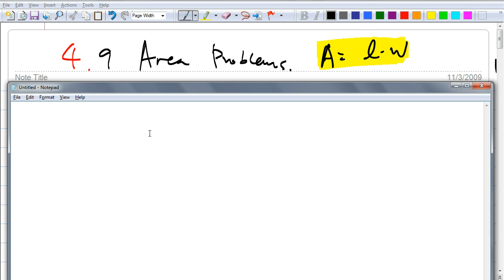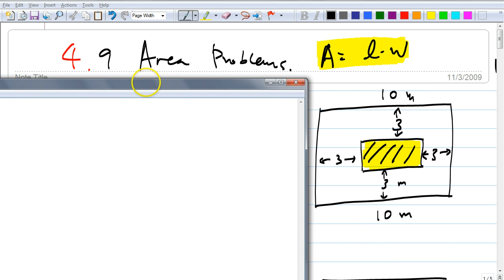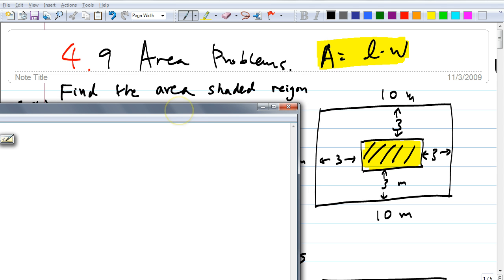What I want to do, before we do all these area problem examples, is explain to you some of these basic ideas and help you understand what they're talking about first. So for example, if they give you something like this: I have a big rectangle, and within this big rectangle there's a smaller one, and the question is, find the area of the shaded region. How would you do that?